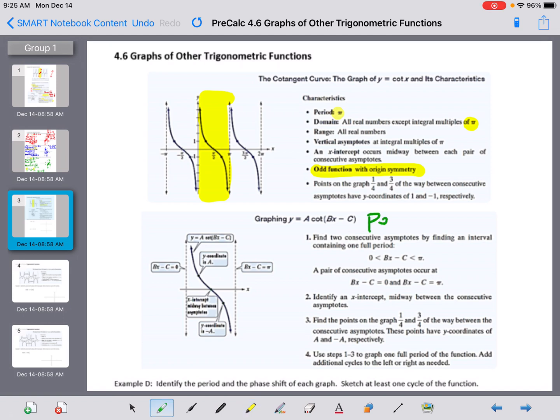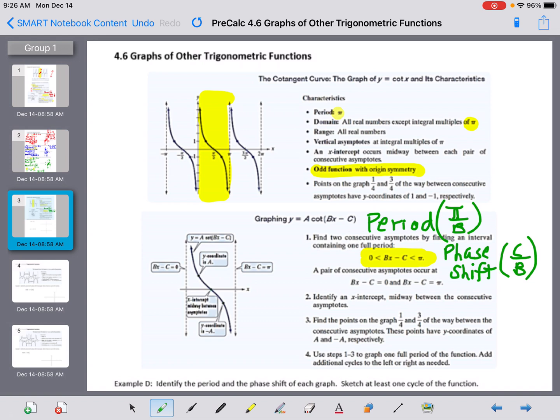We're going to find the period just like we did on the tangent as pi divided by b, right? Not 2 pi, but pi divided by b. And once again, we can find our asymptotes, but be careful, put your bx minus c between 0 and pi. Your phase shift doesn't change. Your phase shift is still going to be c over b if you just want to identify the phase shift. C is opposite what we see it as, okay?